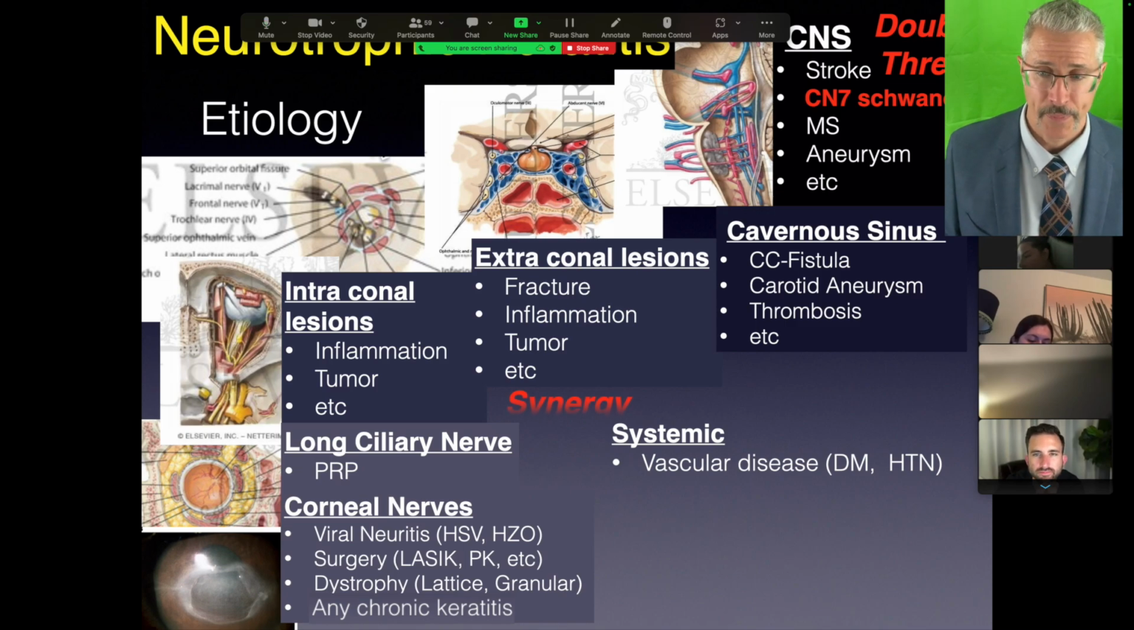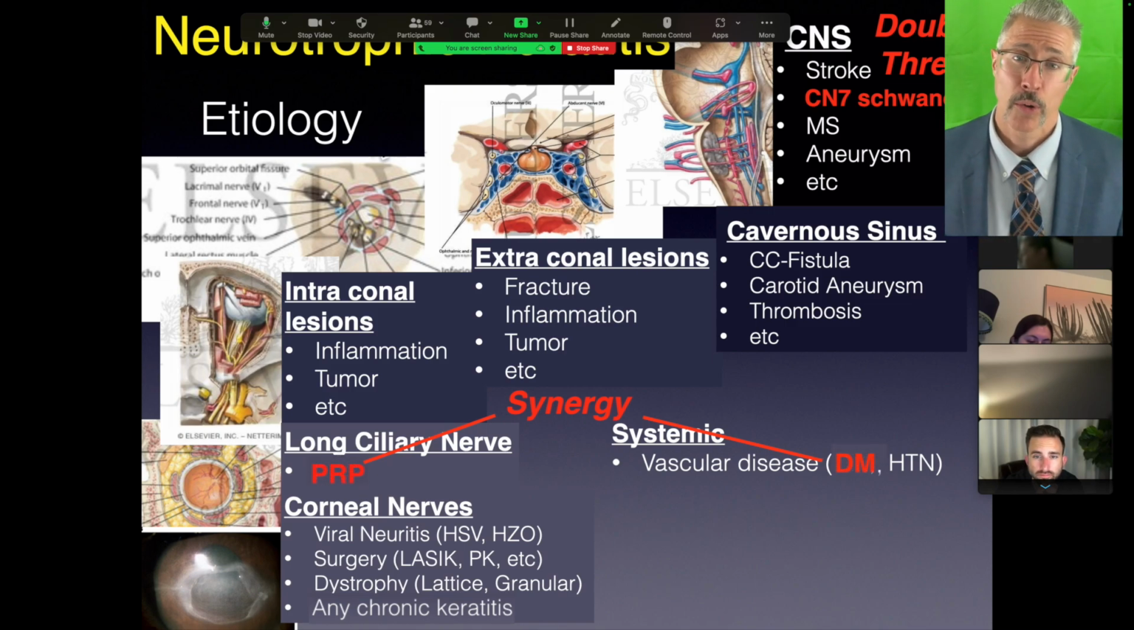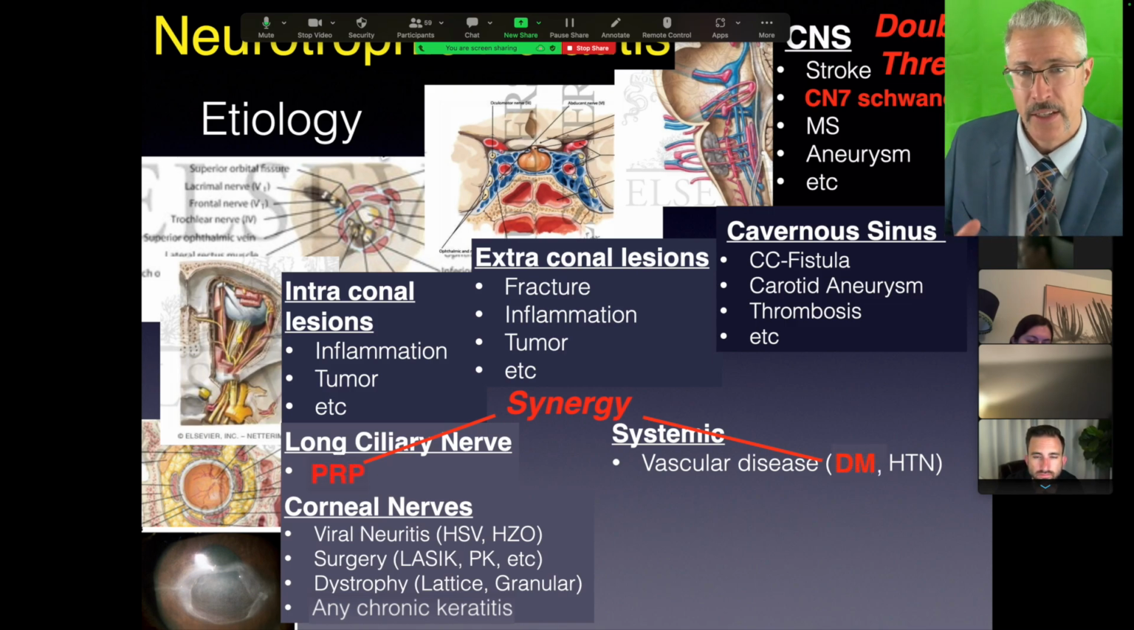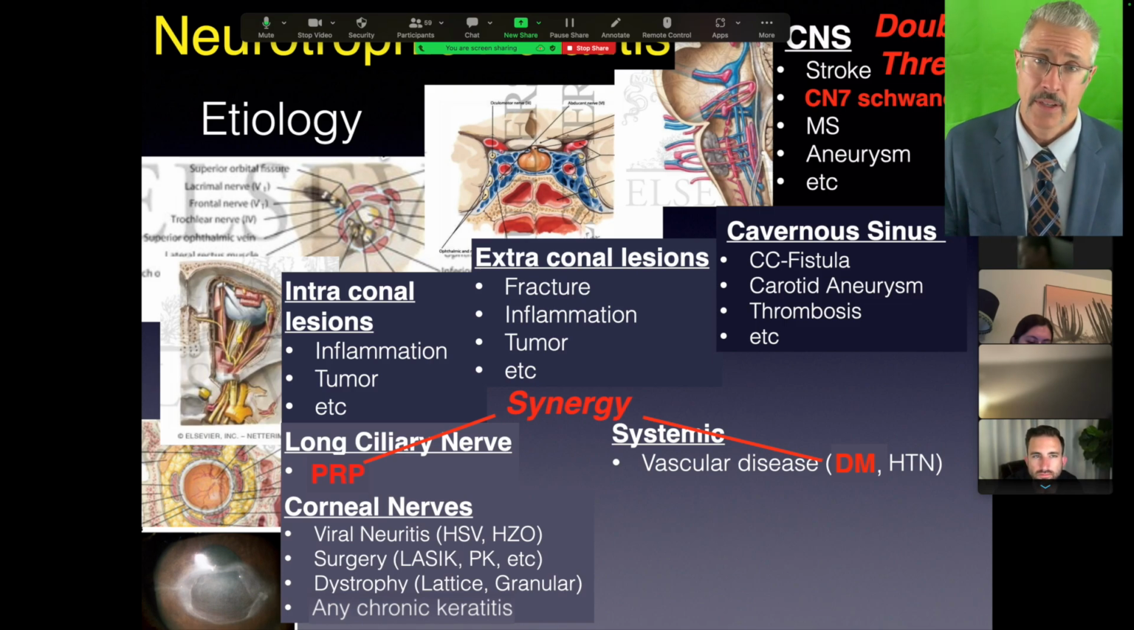Another double whammy is going to be the synergy of diabetes. So, panretinal photocoagulation often irritates these nerves some, and they're already sick just from systemic disease in diabetics. Their nerves are bad all over the place.